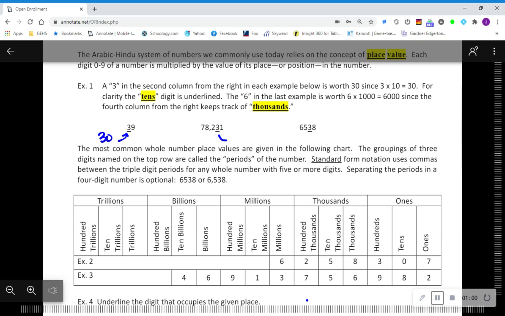And the same is true for the next 3. It's in the tens column, so it's 3 times 10. In other words, that's 30. And in the final example, that 3 is also 30. We would actually read this number here, 6,538.